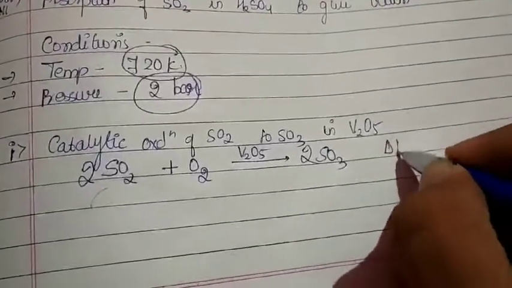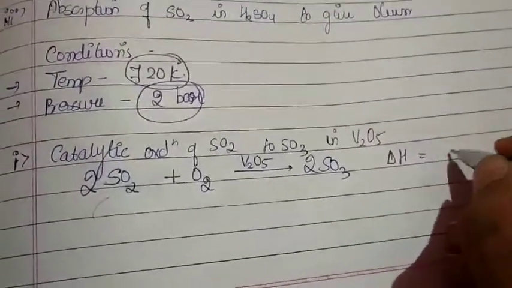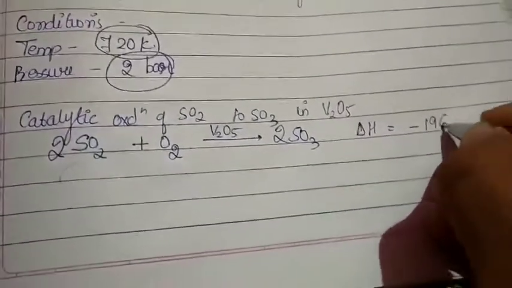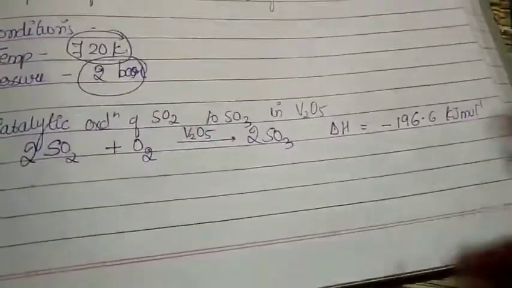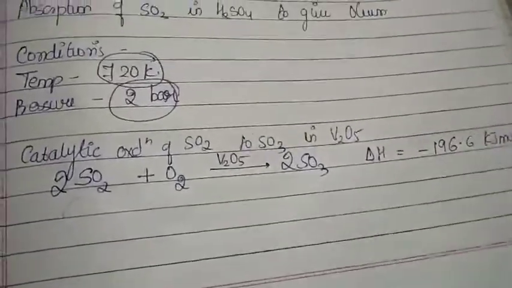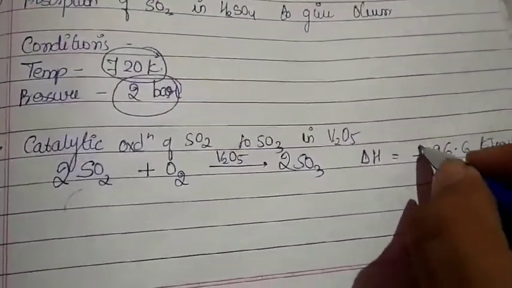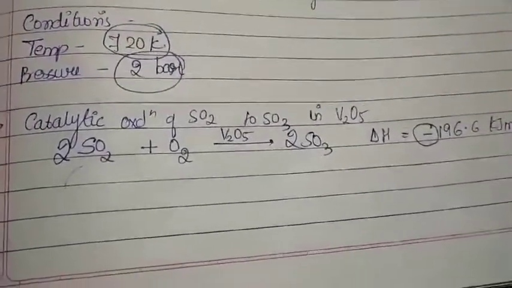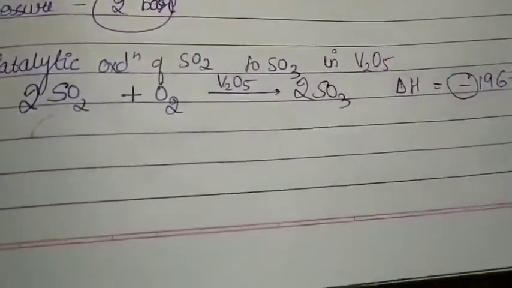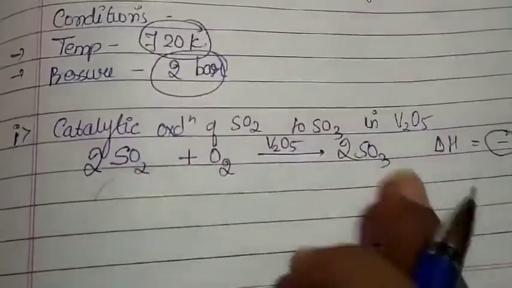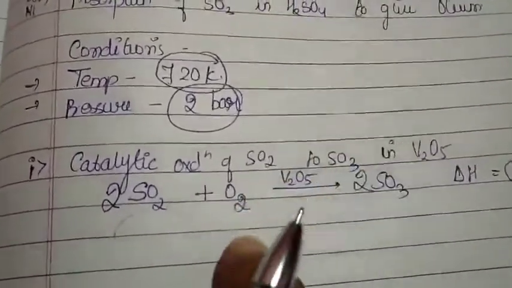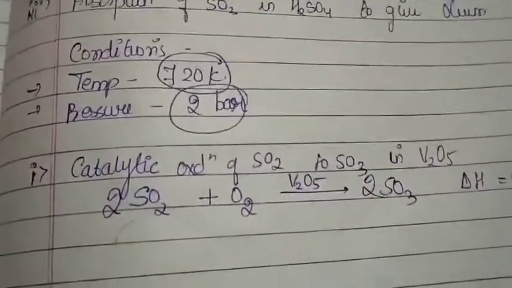When you see the enthalpy of formation here, it has a minus 196.6 kilojoules per mole. Keeping the numbers aside, noticing the sign, we understand that it is an exothermic reaction. Remember, this catalytic oxidation is a reversible reaction.